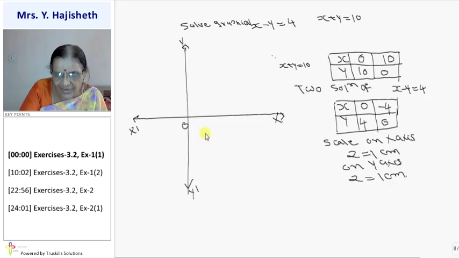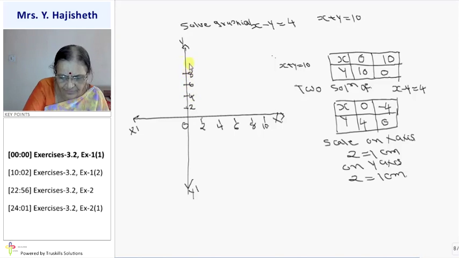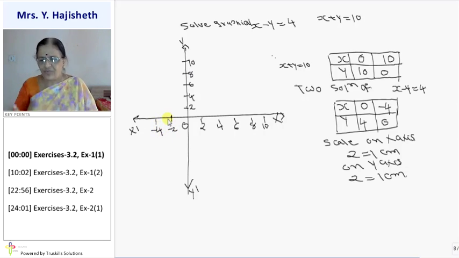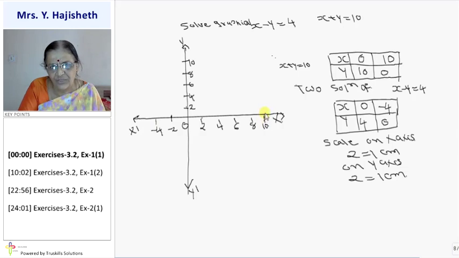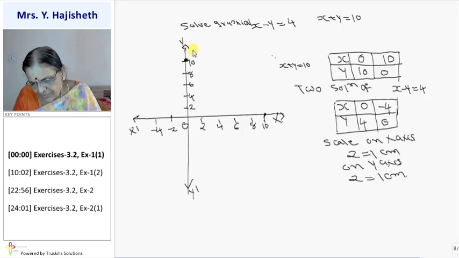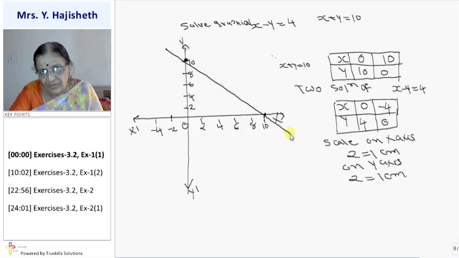At 1 centimeter gaps I write here 2, then 4, then 6, then 8, and then 10. Clear? Here also I write 2, 4, 6, 8, 10, and also on this side I want minus 2 and minus 4. Clear? For the first graph, I should put here 10, 0. So this is the point, and 0, 10, this is the point. Let us draw the graph of x plus y is 10. Clear?